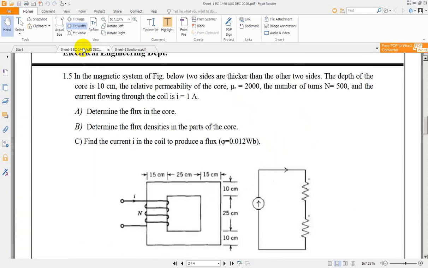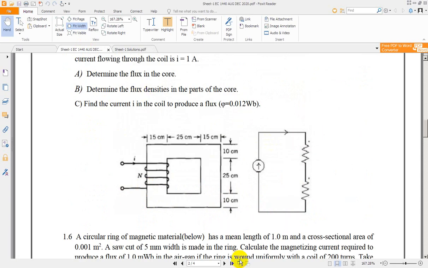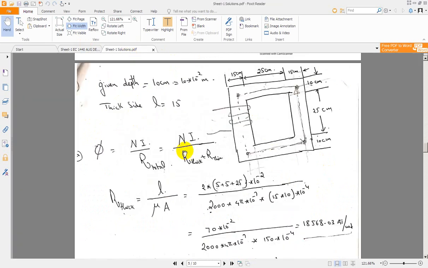The primary target is to calculate the flux in the core. To start with, the flux is given by Ni by R total. What is R total? R total is R thick plus R thin, as we have two types of material, one thinner and one thick. Let us start the calculation of R thick. The reluctance of the thicker side is equal to the length of the thicker side divided by mu into the cross sectional area of the thicker side.